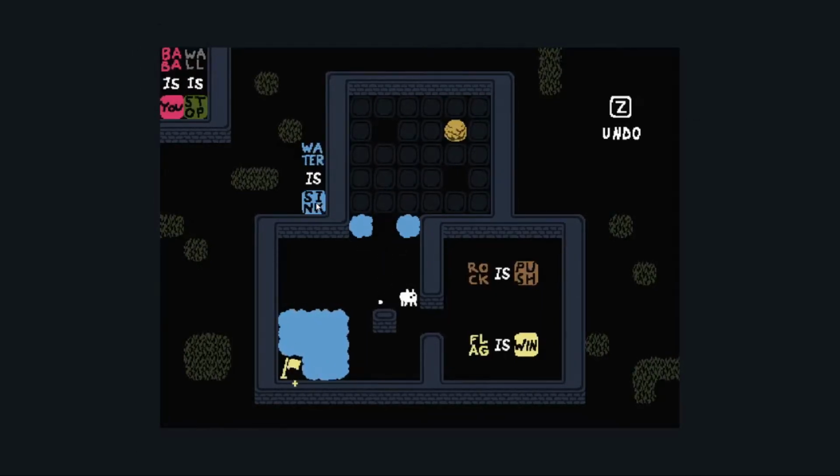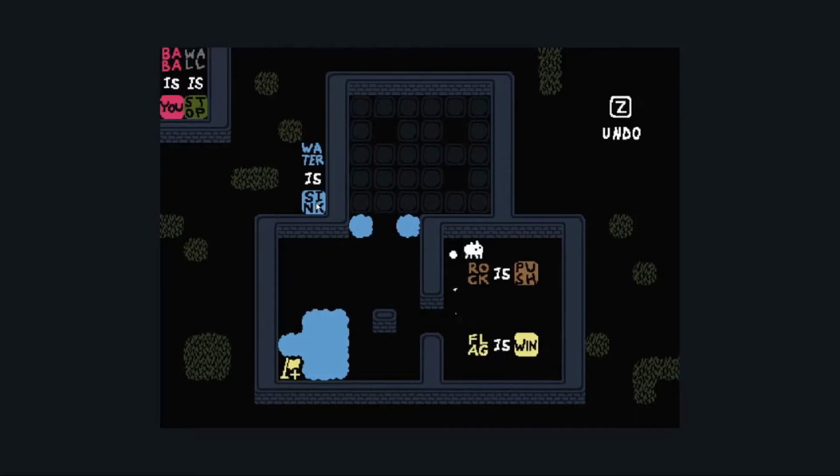Now, something important that this level also teaches you is that if we bring the rock over here and destroy the water here, we realize that we can't reach the flag. So what do? Well, if we come over here, we can access this room and we can start toying around with the subjects and the predicates, the connectors, all that, see what all we can do.